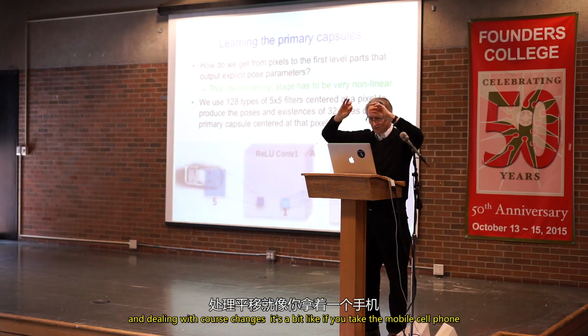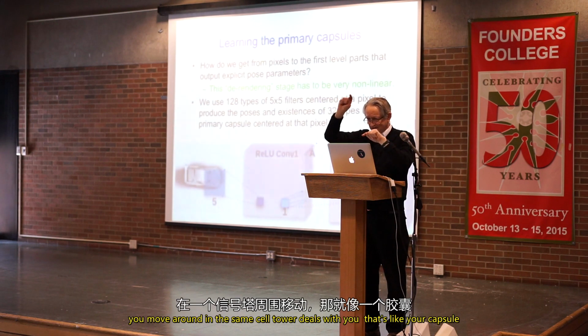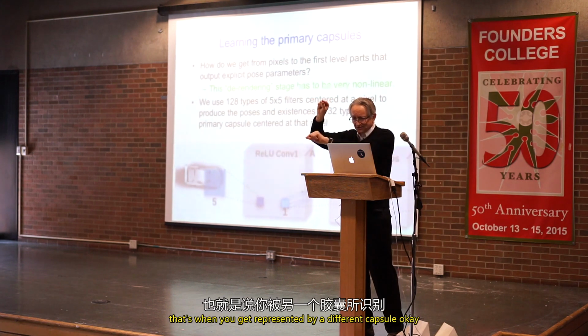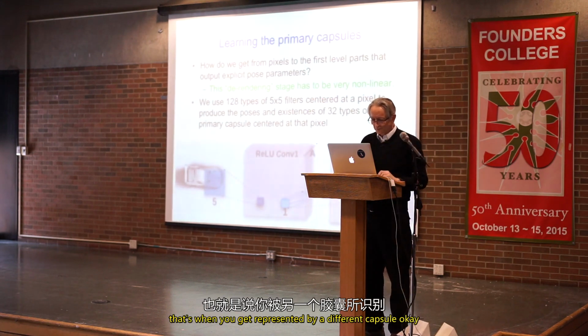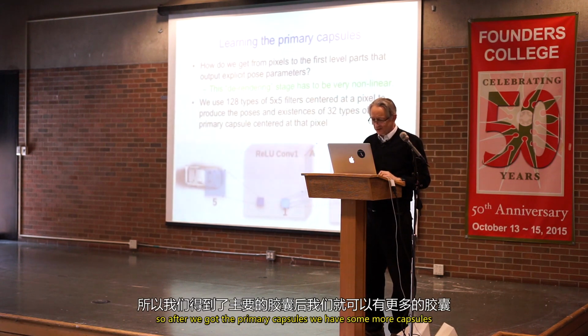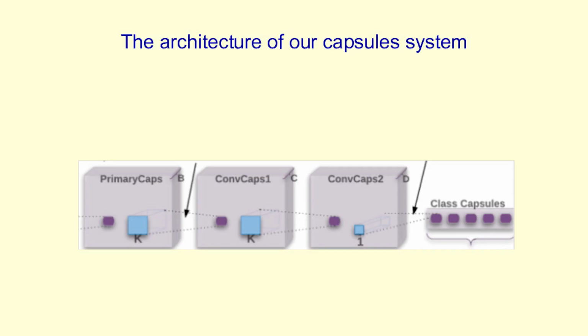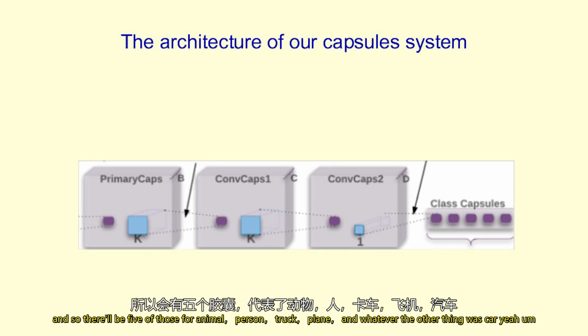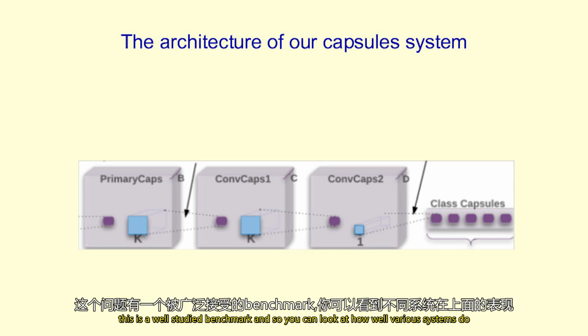It's a bit like if you take the mobile cell phone. You move around and the same cell tower deals with you. That's like a capsule. And then after a while, you get handed off to another cell tower. That's when you get represented by a different capsule. Okay. So after we got the primary capsules, we have some more layers of capsules. And then at the top, we have capsules that represent individual classes. And so there'll be 5 of those for animal, person, truck, plane, and whatever the other thing was. Car, yeah. This is a well-studied benchmark, and so you can look at how well various systems do.